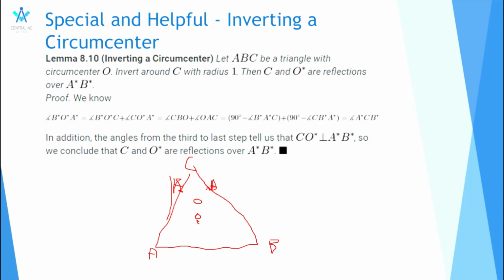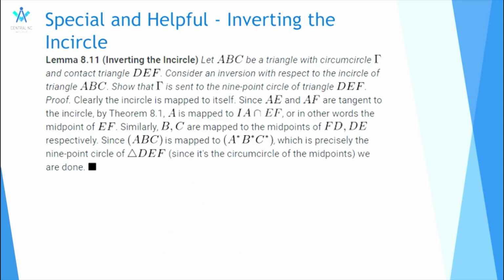Proving this might be a little weird. I didn't have so much fun proving this problem because of these weird angles, but it's still not too hard to show. And next, this is our last lemma here. Inverting the incircle. Let ABC be a triangle with circumcircle capital gamma and contact triangle DEF. Consider an inversion with respect to the incircle of triangle ABC. Show that gamma is sent to the 9-point circle of triangle DEF.